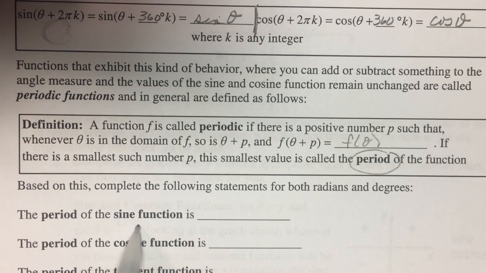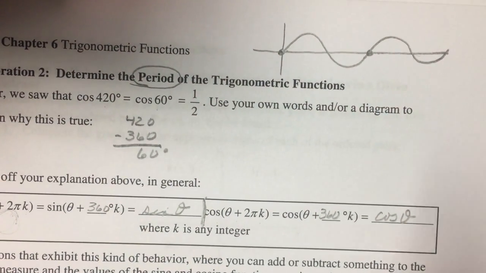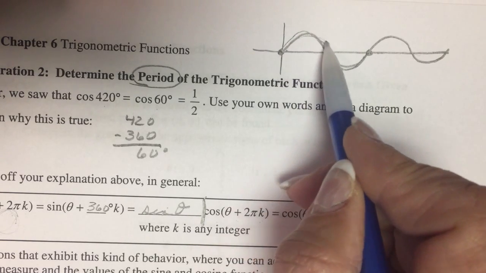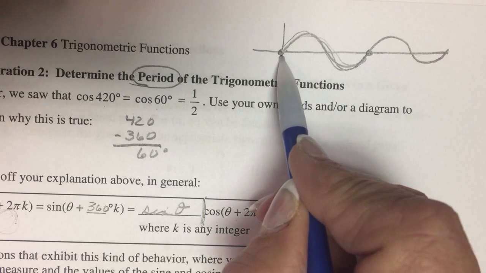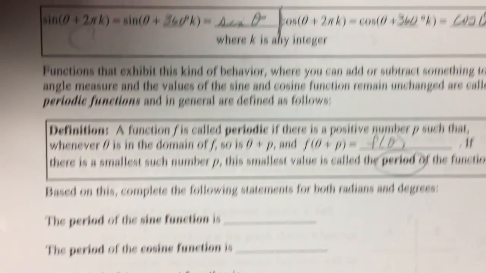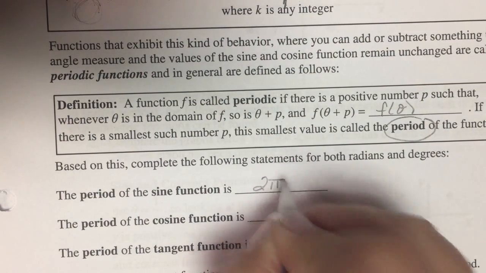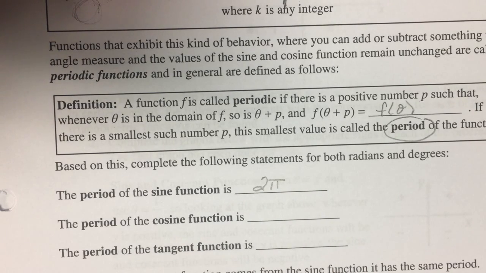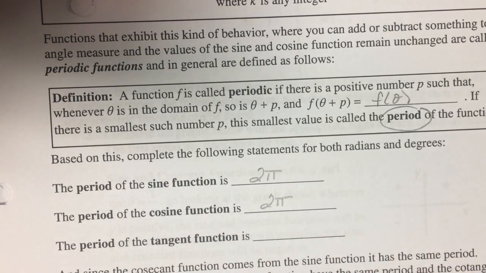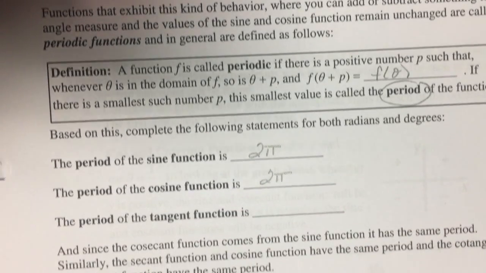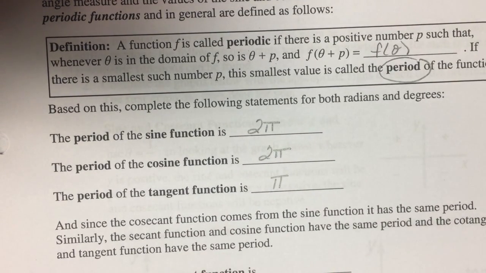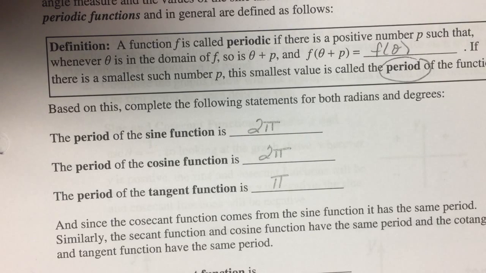The period of the sine function. Remember, I graphed the sine function up here, and I told you that this is one full period right here because that's how far it goes before it begins to repeat. The distance on the x-axis, the domain from here to here, is 2 pi. So the period of the sine function is 2 pi. So it goes 2 pi until it begins to repeat. Cosine has the same period. It is also 2 pi. The tangent only goes pi units before it begins to repeat. So the period of the tangent function is pi.